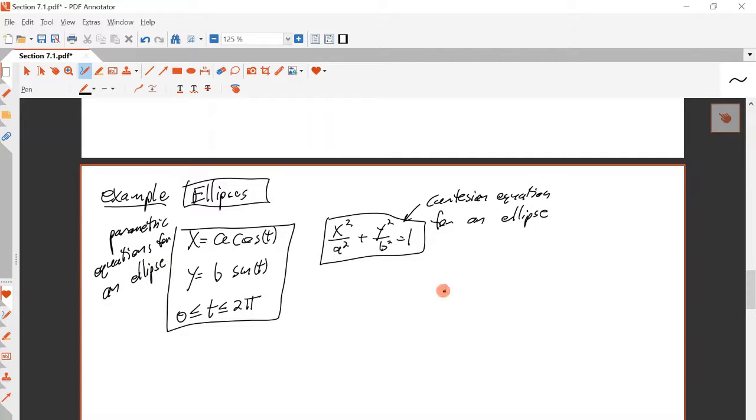And what the parametrically defined curve looks like, if you have a and minus a on the x-axis, and then b and minus b on the y-axis, then the ellipse looks something like that.